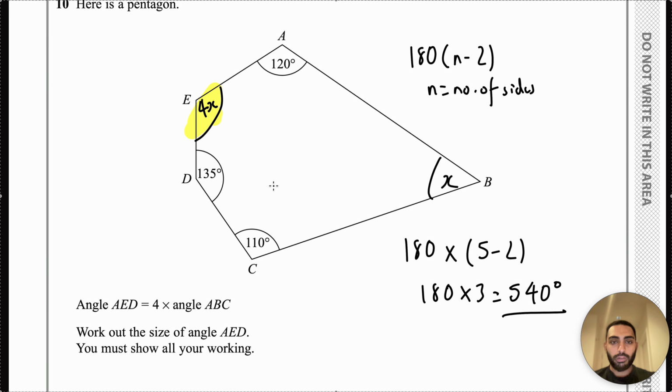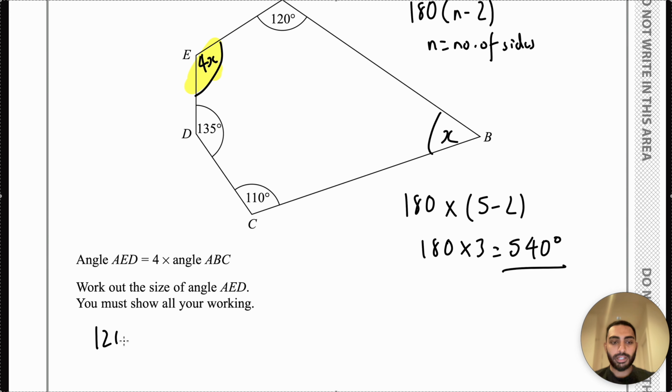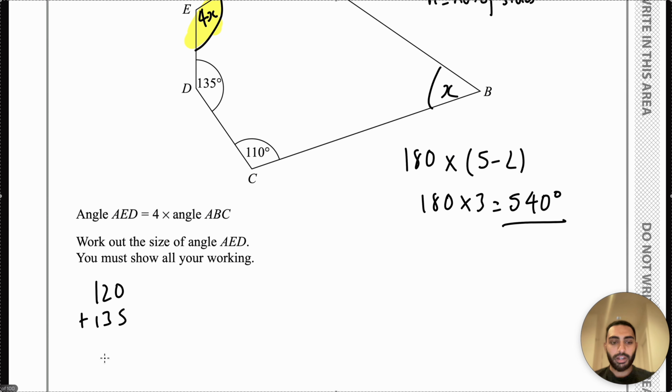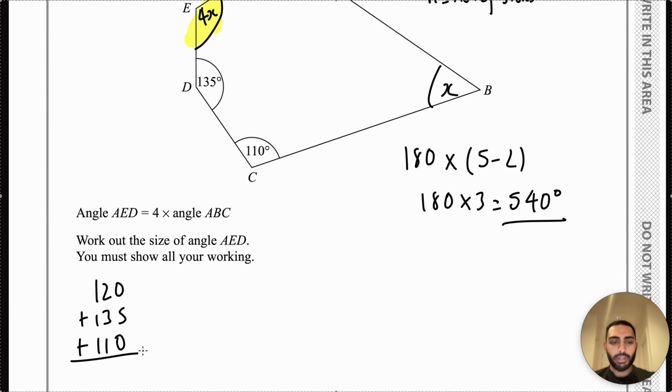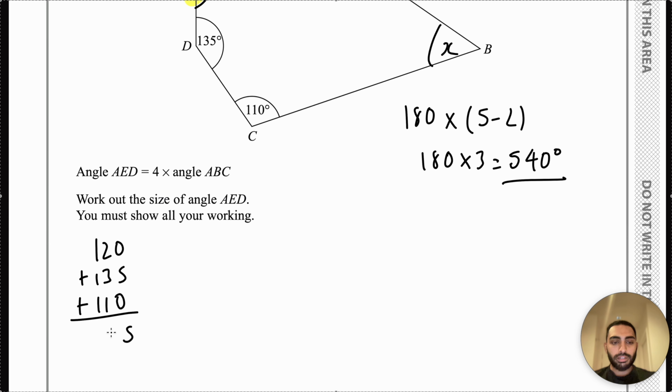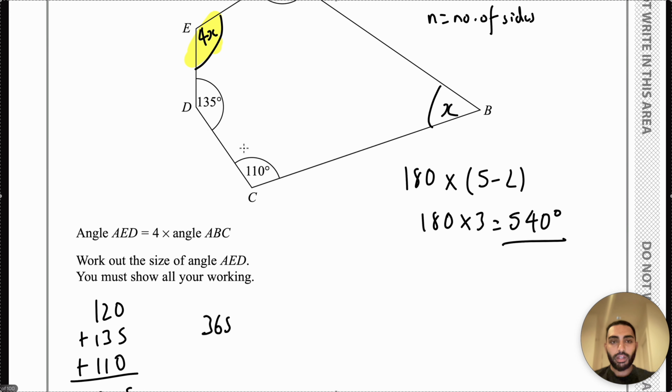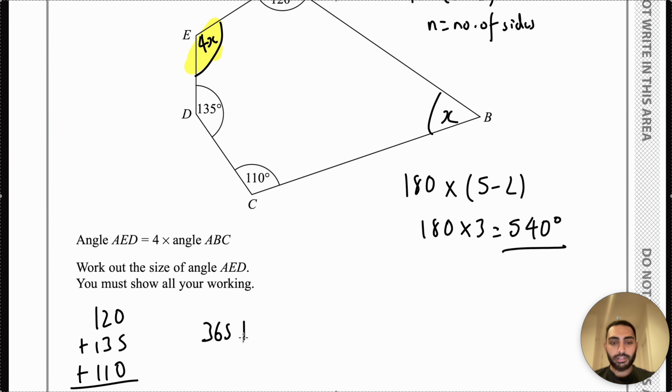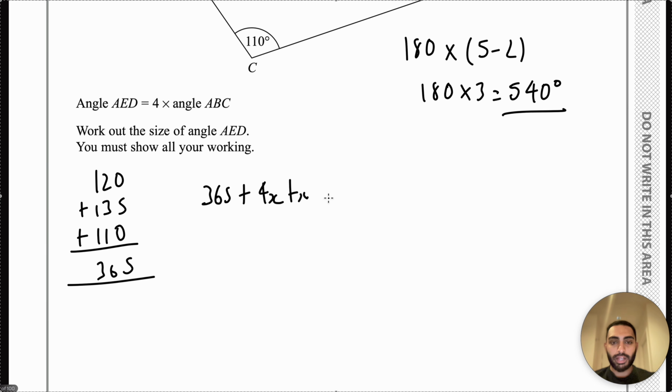Let's just add up all of these first. So we've got 120 plus 135 plus 110. So that's 5, that's 6, and that's 3. So far I've got 365. And then I've got this 4x add x, and that's going to be equal to the total angles, which is 540 degrees.